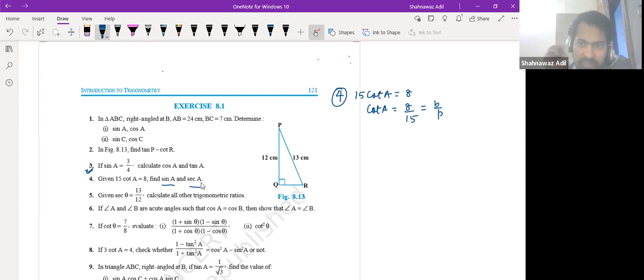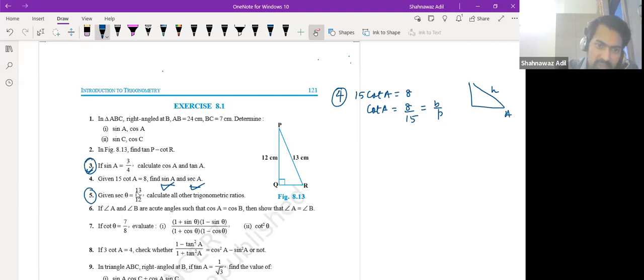So absolutely correct. We use the Pythagoras theorem to find out the other side. We use the Pythagoras theorem to calculate the hypotenuse, right? And then if we have the hypotenuse, we can calculate sine A, sec A, right? This is similar to this one, so I will skip this part. This is also similar, and you should practice these two. If you face any difficulty, please let me know, because we have done these things.